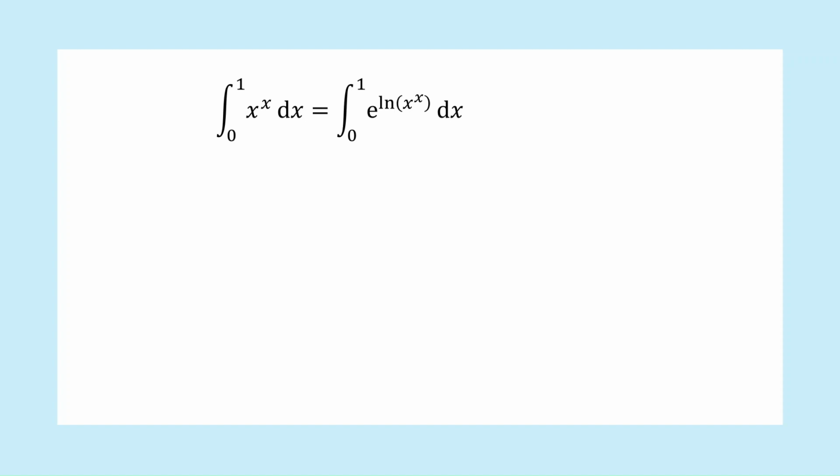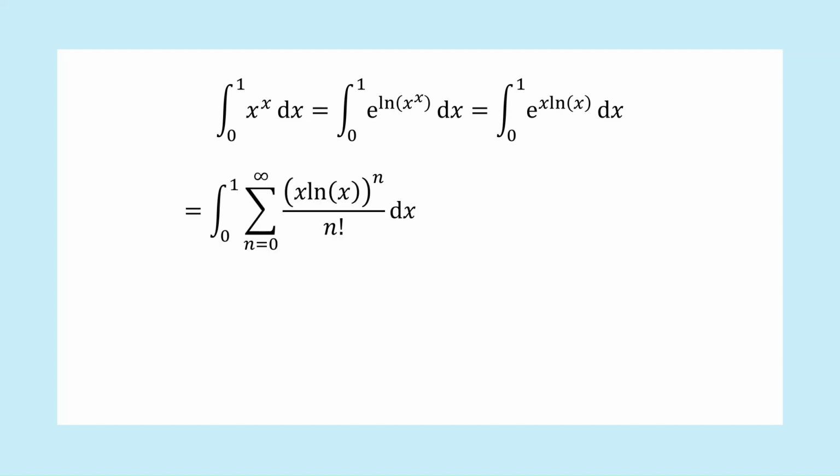Knowing that the exponential and the natural log are inverse functions, we can write the integrand as you see here. Using the properties of logarithms, we take the x out of the logarithm and to the front. And why is this useful? Because we know the series expansion of the exponential function, which is relatively simple. So we write the exponential function as the sum of the exponent to the power of n divided by n factorial, from 0 to infinity.